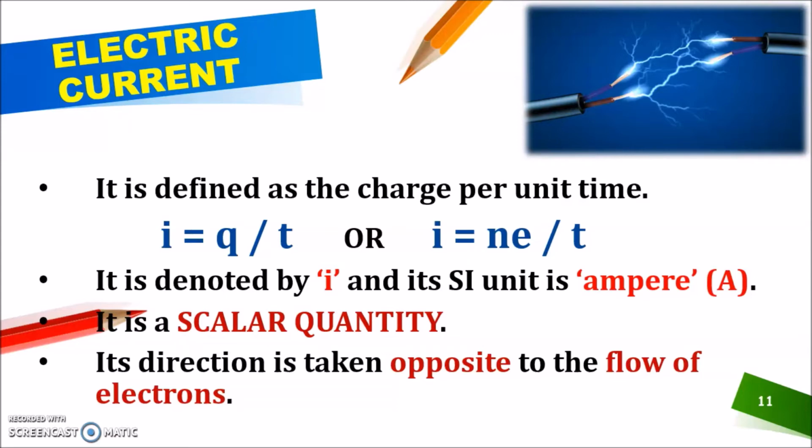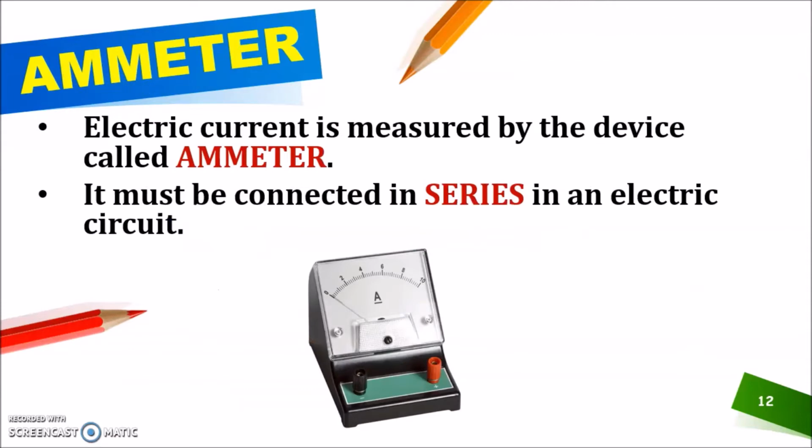So how can we measure this electric current? We can measure this electric current by a device called ammeter. Ammeter looks like this. This is its negative terminal and this is its positive terminal. A means ammeter, and this is its scale. So electric current is measured by the device ammeter. It must be connected in series in an electric circuit.